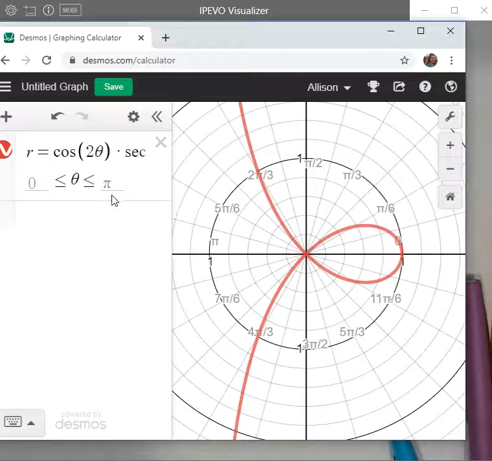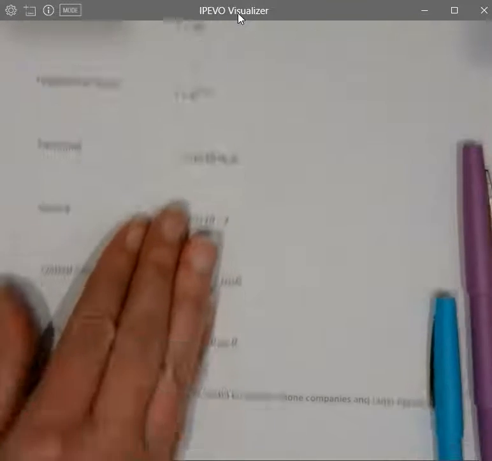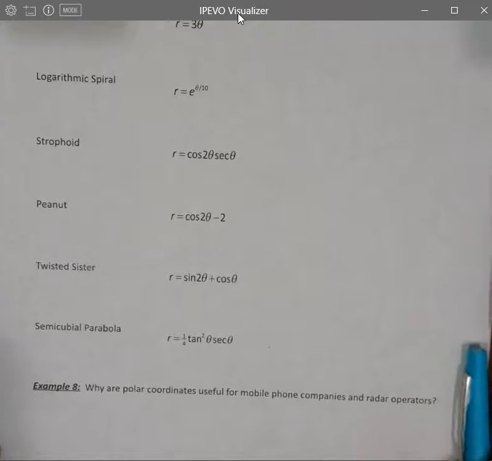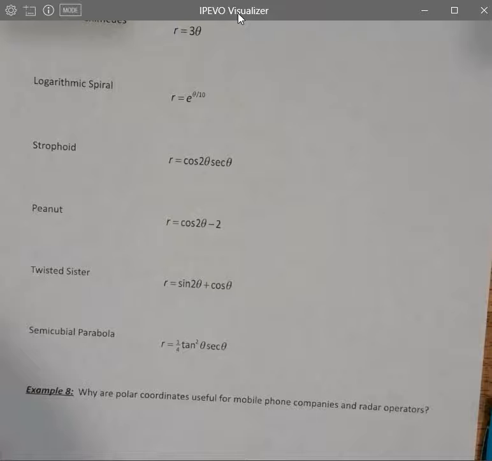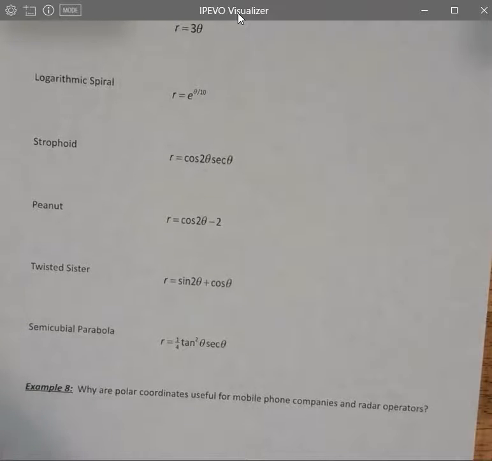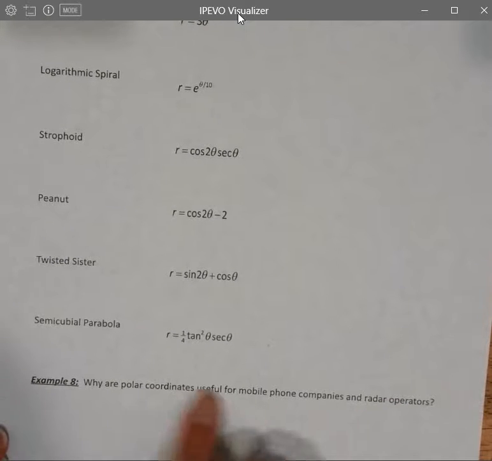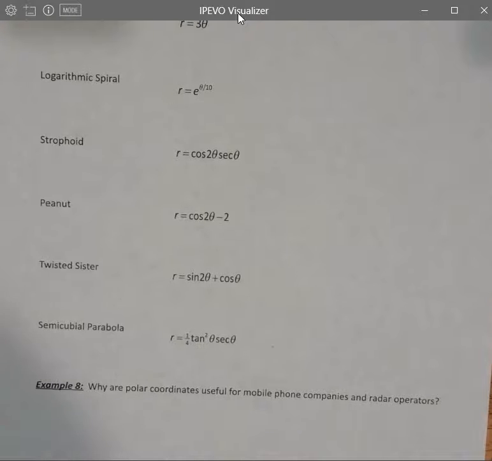And I can graph the others, or I'll let you graph the others. So I'm not going to graph the last three. You try them. And then there's a note at the bottom. Why are polar coordinates useful for mobile phone companies and radar operators? Well, radar, I think it should be obvious because we want to talk about rotational. But what do you think about mobile phone companies? Why they would be important there? Let me know.